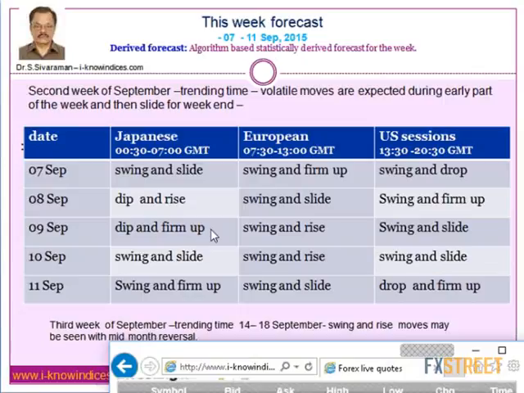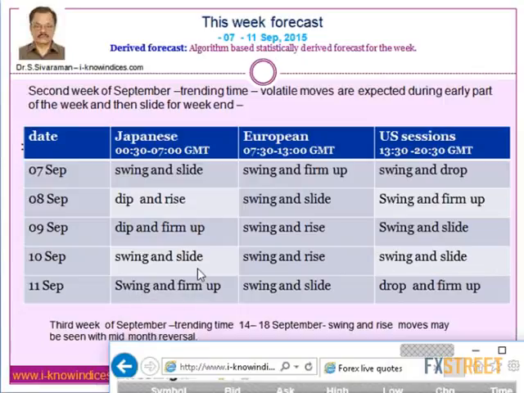Then Wednesday, dip and firm up is expected to happen. Then swing and rise is expected to happen. Wait for the European session firm up, and then take a sell. You will find the swing and slide happens. Then book profit, either in the US session or the next day's Japanese session, when they continue to make the slide. Then they could make a quick rise in order to induce the traders to do short covering of their sells when the BOE interest rate announcement happens. Then subsequently they are expected to make the slide.